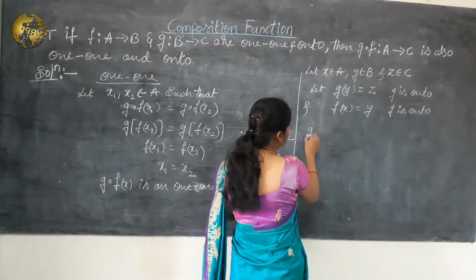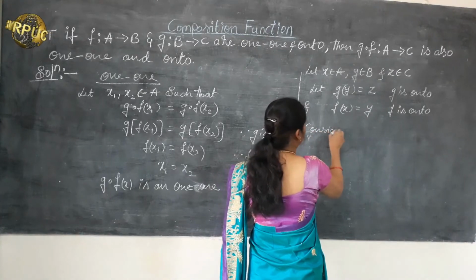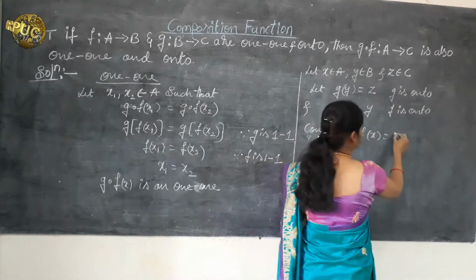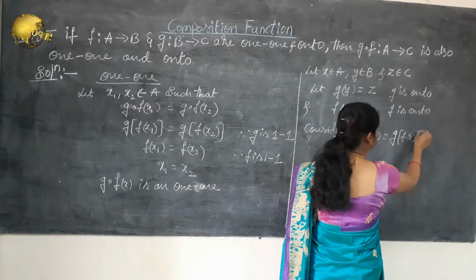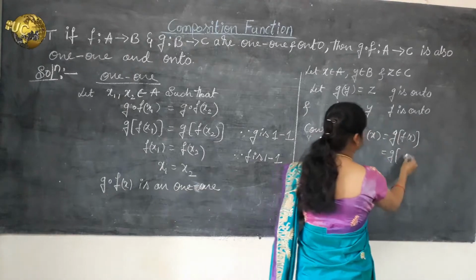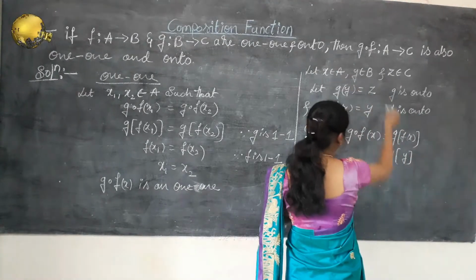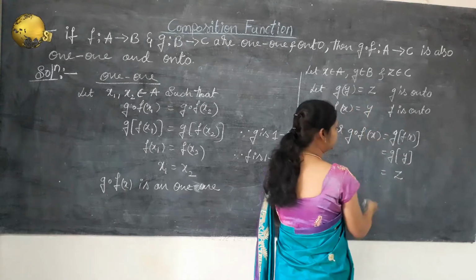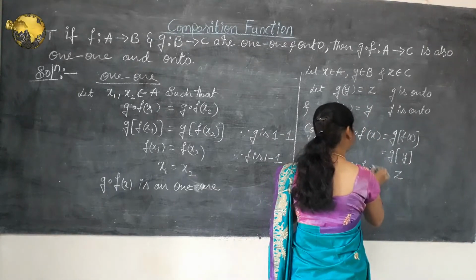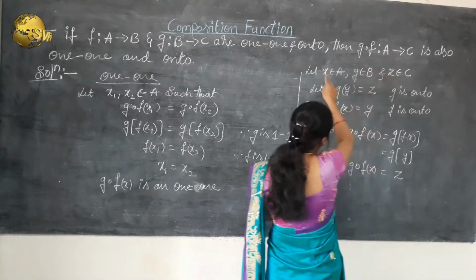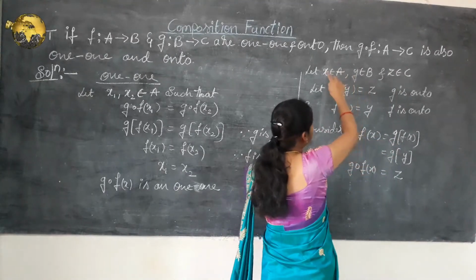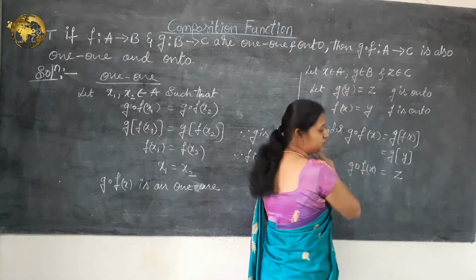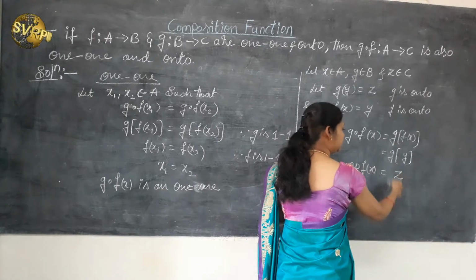Then how to take g composition f? It is very easy. Now consider g composition f of x. It can be defined as g of f of x. So what is f of x? f of x is y. What is g of y? g of y is z. So f of x is y and g of y is z, and the answer is g composition f of x is equal to z.